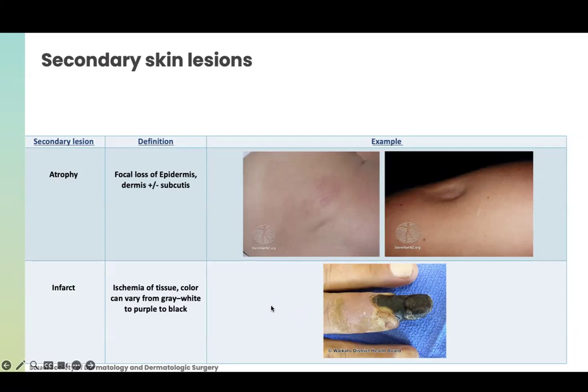And lastly, how about infarct? From its name, obviously, it's ischemia. This is considered a special secondary skin lesion whenever you have ischemia of the tissue. So obviously the color is going to change, either from white to gray to black or even purple.